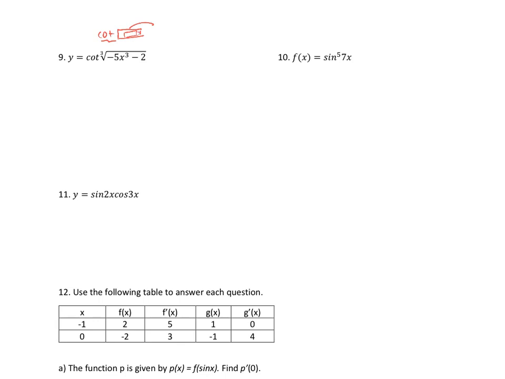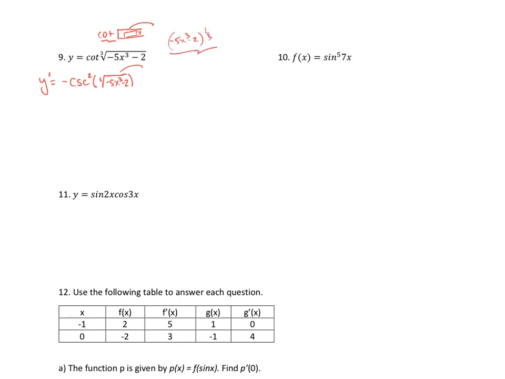But that box has an inner box in it because it's something to the 1/3. So first let's start with the cotangent, y prime. The derivative of cotangent is negative cosecant squared, and it's going to be this box, which is the third root of negative 5x cubed minus 2. Now I need to take the derivative of that. Remember, this is negative 5x cubed minus 2 to the 1/3 power.